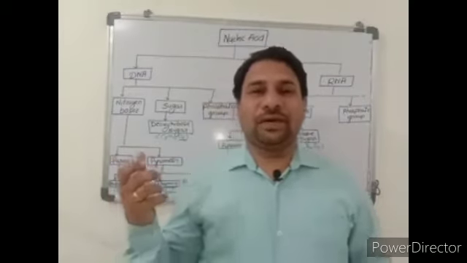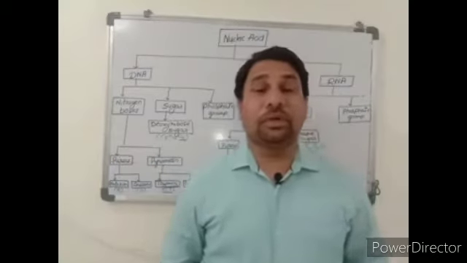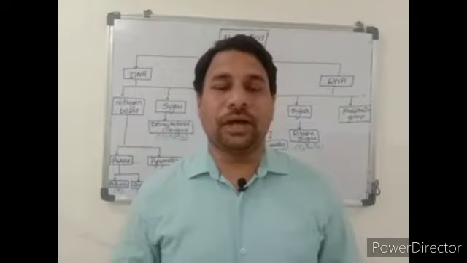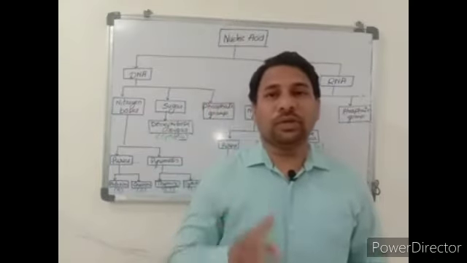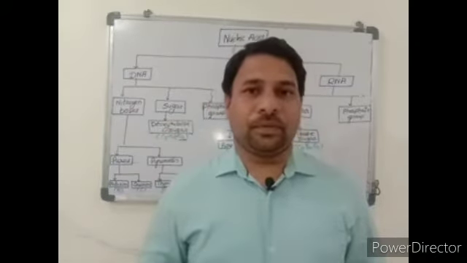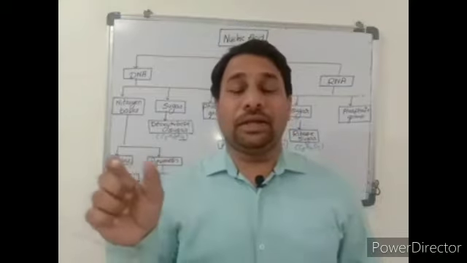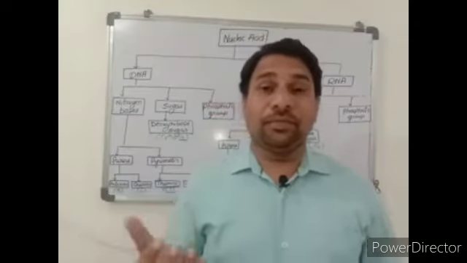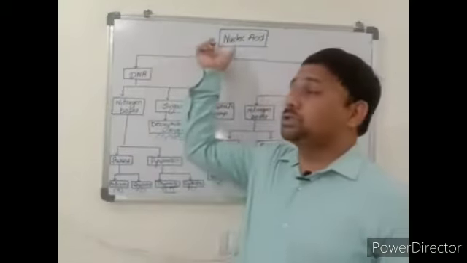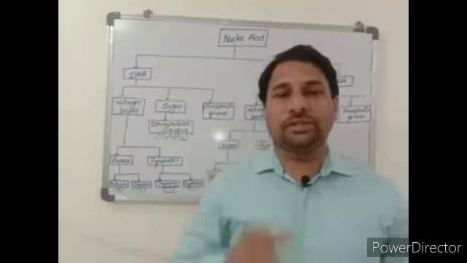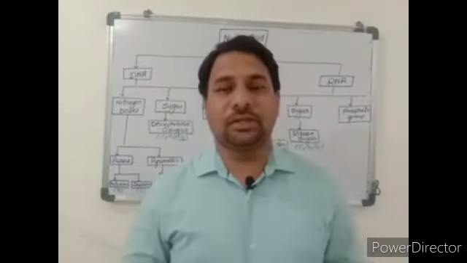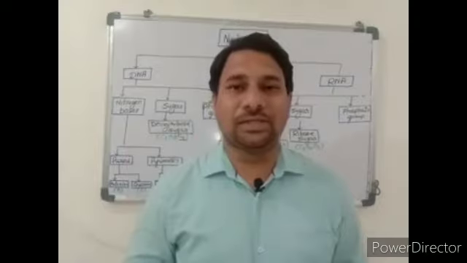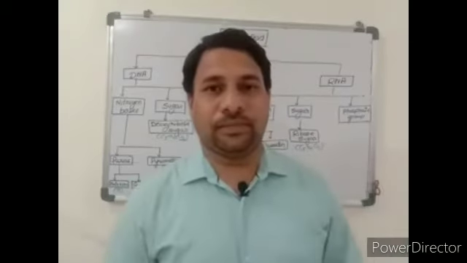Why is it given the name nucleic acid? Because it was first isolated from the nucleus of the cell, and the material was called nuclein. From this nuclein it gets the name nucleic, and the condition of the cell is acidic, so that's why it is given the name acid. So this is nucleic acid.